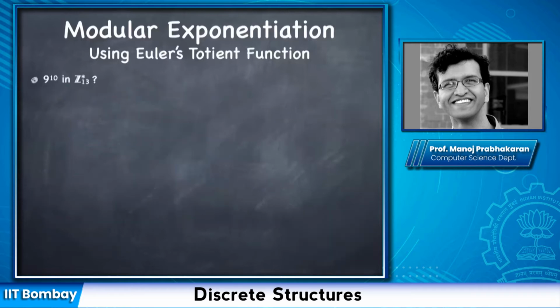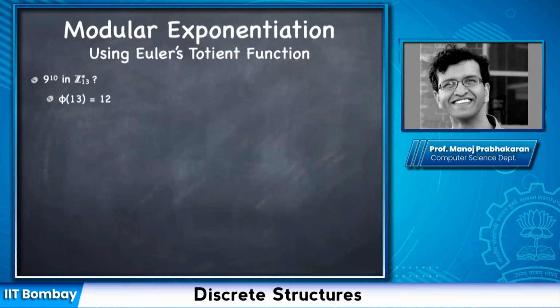Okay, so here is an example. I started with 9 to the power 10. This is well defined, no question of that. And I'm interested in this modulo 13. In fact, I wrote this as in Z13 star, which is only to say that my 9 is actually in Z13 star. This would be well defined even in Z13. 10 is a positive integer. So let's see.